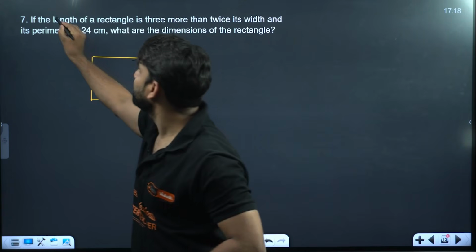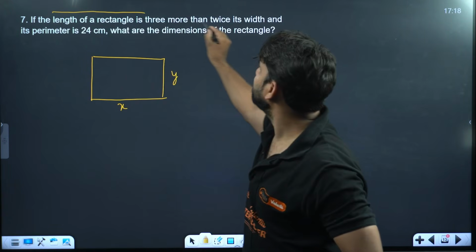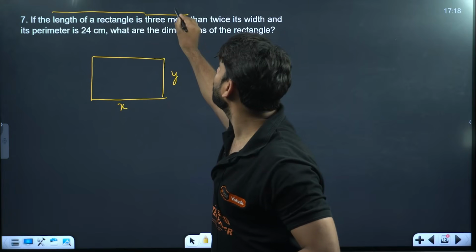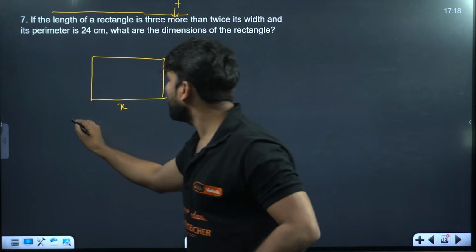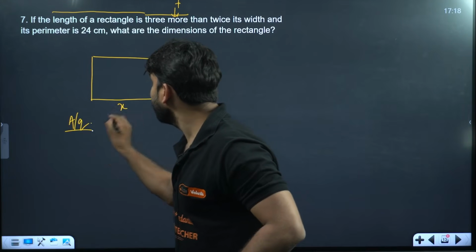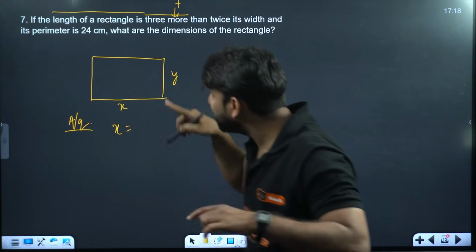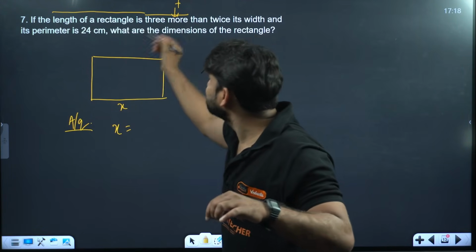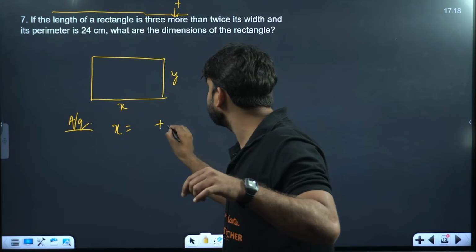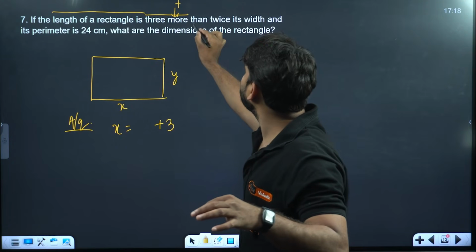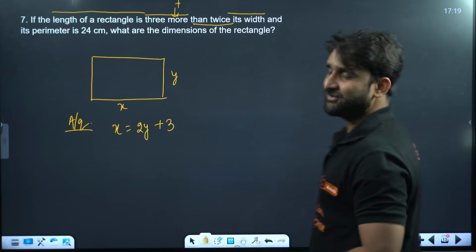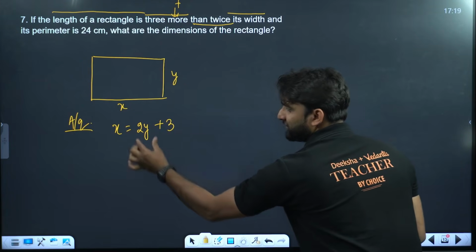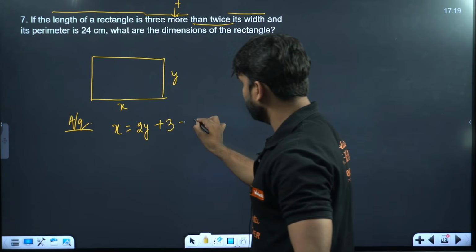Now read the question. If the length of a rectangle is 3 more, my dear, more means plus. So according to the question, the length x is 3 more than twice its breadth, so x equals plus 3 to 2 into y. Length is 3 more than twice of its breadth. So the first equation is ready: x = 2y + 3.